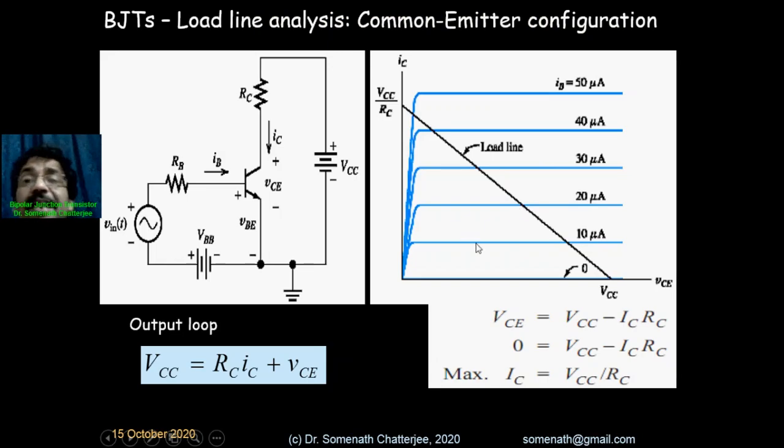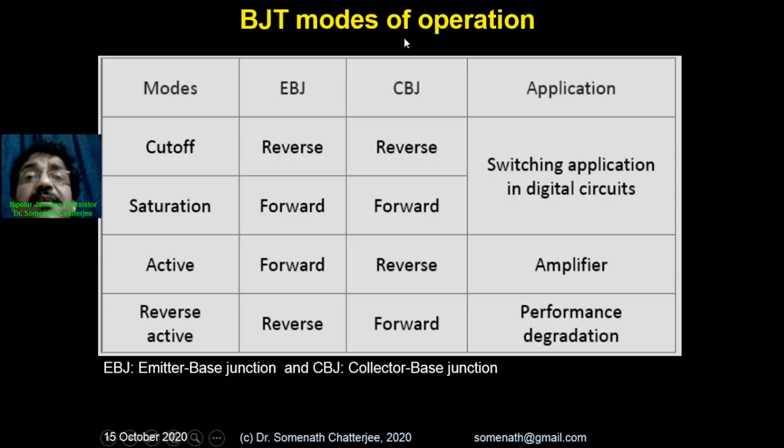I am telling you again and again, the transistor configuration is not very easy or simple, so I tried to make it simple. Okay, next is the BJT operation.